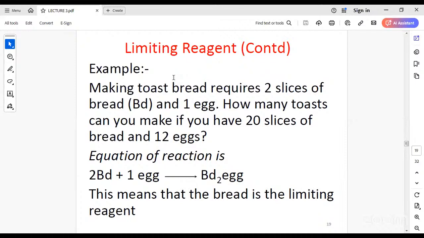Can anybody answer that question? Toast bread. So let me go back. Since this is the first limiting reagent, I will do the calculation. So let's see.